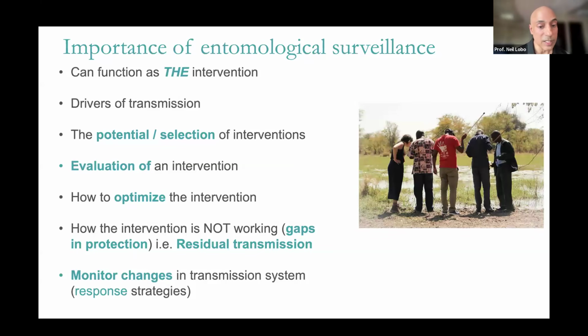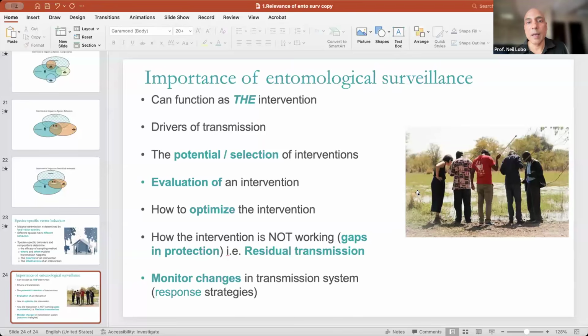It'll tell you how the intervention is not working, gaps in protection, for example, and also changes in the transmission cycle, the transmission system, and will tell you how to respond to it. So overall, a very well designed entomological surveillance system, which almost every country is doing already, can function as the intervention. So that is the end of my first presentation. I hope that was useful.